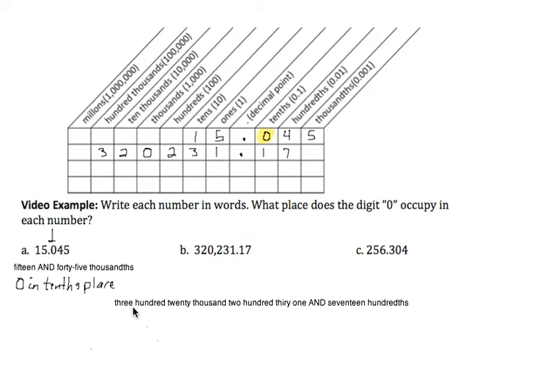So let's see how we would write that out longhand. So longhand looks like this: 320,231 and 17 hundredths. Feel free to pause the video to give yourself a chance to write out this number so that you have it in your notes. The next thing for part B then is we need to identify the place value in which the 0 occurs. So if we look in our table, here's the 0, and the place value is the thousands place. So I'm just going to write that right here.